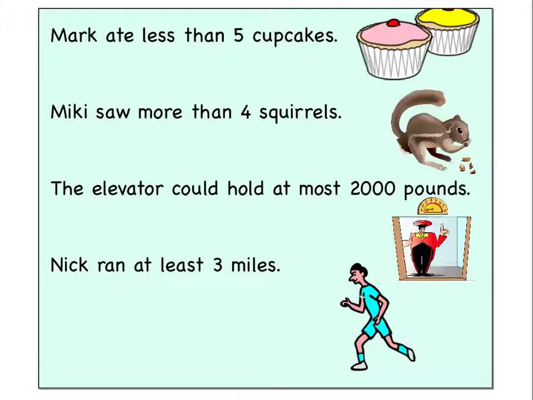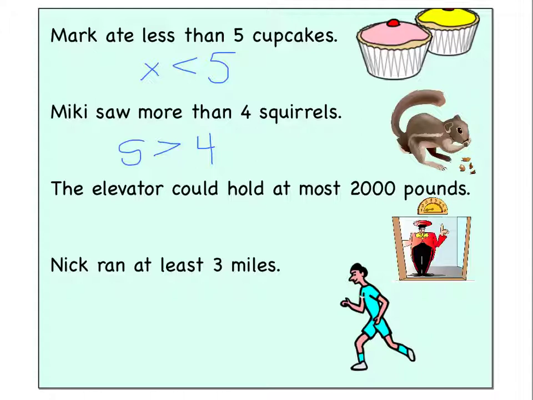Mark ate less than 5 cupcakes. So the number of cupcakes that Mark ate, we'll call x, would have to be less than 5. Mickey saw more than 4 squirrels. So the number of squirrels was greater than 4. And you can use whatever variable you want for these.